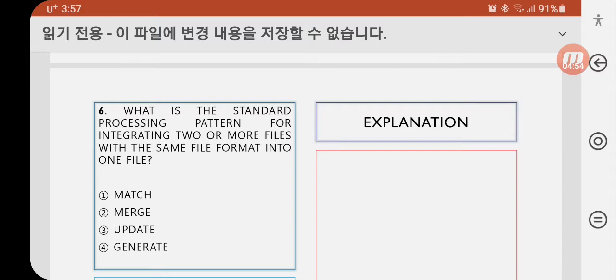What is the standard pattern that combines 2 or more files with the same file format into a single file? Number 1, match. Number 2, merge. Number 3, update. Number 4, generate. The correct answer is merging.